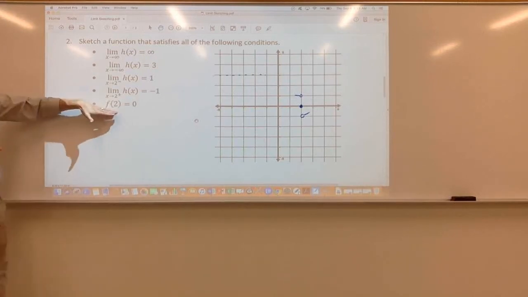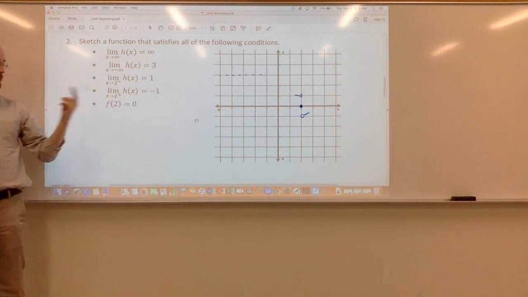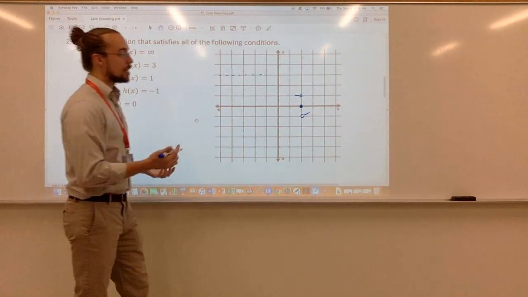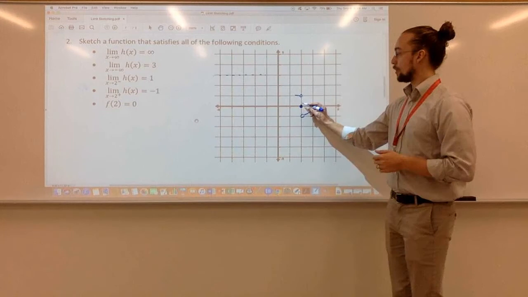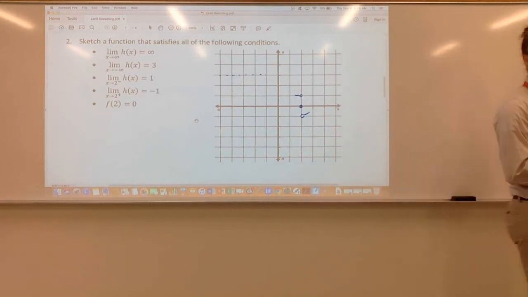All right, I'm actually going to go backwards on this one. I'm going to start with the last piece of information and work my way up. So this last piece, f of 2 equals 0, just tells me that the point (2, 0) is part of the graph. Right? So I can go ahead and sketch in a dot at (2, 0).